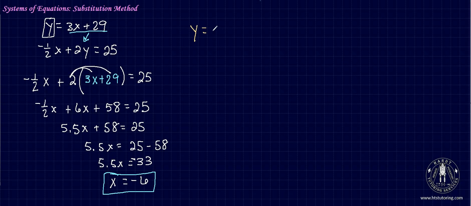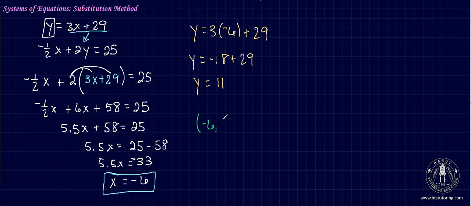So I have y equals 3, now instead of x, I'm going to plug in what x is. Again, I'm substituting. This is all about substitution. So I'm substituting in negative 6 for x and adding 29. And I get y equals negative 18 plus 29, and I get y equals 11. So the solution to this system of equations is negative 6, comma, 11, x comma y.